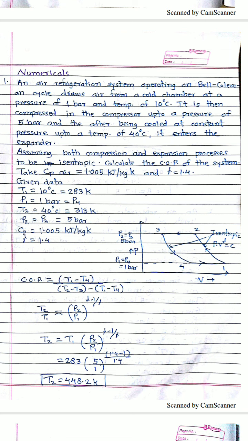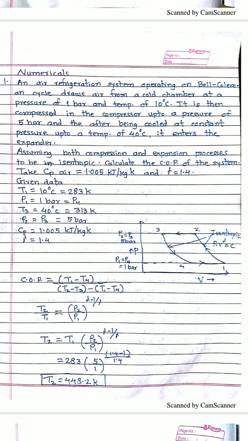Now next, it is then compressed in the compressor. So 1 to 2 action takes place. What happens? The compression action takes place, up to where? Up to 5 bar. Initial pressure is 1 bar. After compression, pressure becomes 5 bar. So 1 to 2 is a compression process, and at point 2 the pressure P2 is equal to P3 is equal to 5 bar.